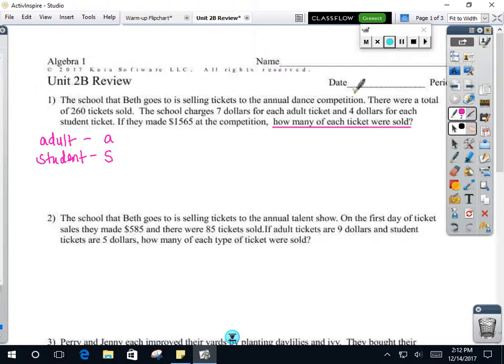Now, there were 260 tickets sold. So one of your equations equals 260 for the total amount of tickets sold. Isn't that from the adult tickets and the student tickets together? Do we know how many of those 260 were adult and how many were student? No. So for that reason, you're not writing a number beside those two variables because we don't know. We just know that the adult tickets and the student tickets totaled up to 260 tickets.